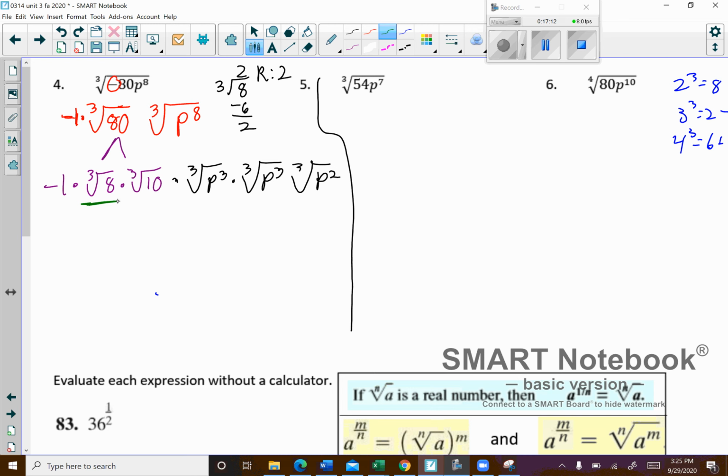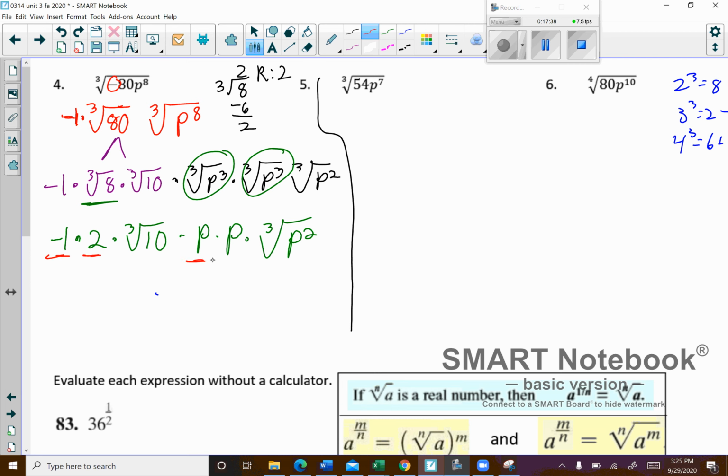And so let's go ahead and simplify this. Right here we can cube root the 8, so we're going to have negative 1 times 2, and then we have the cube root of 10, and then these I can cube root. They nullify the cube power, so that would leave me with a p and a p. And then I have the cube root of p squared right there. Now, anything that's not inside a radical sign, we'll go ahead and multiply together. So negative 1 times 2 times p times p. So I'll get negative 2p squared.